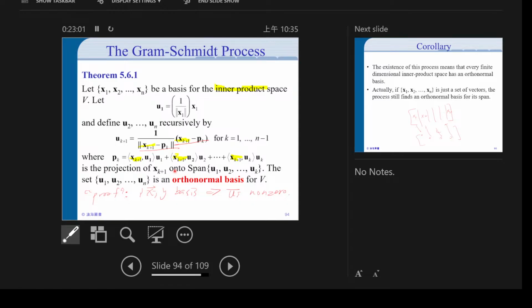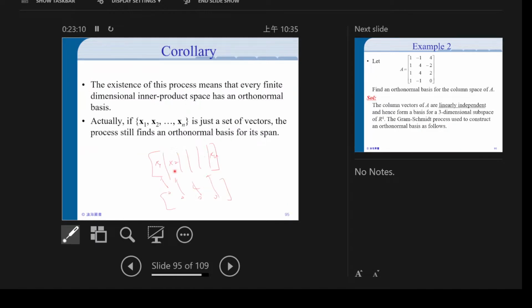And I guess here we can say a little bit of a corollary. So two things we want to say here. So first is the existence of the process. Just the existence of this is actually a very powerful theorem theoretically, because it means that for every finite dimensional inner product space you can find an orthonormal basis.